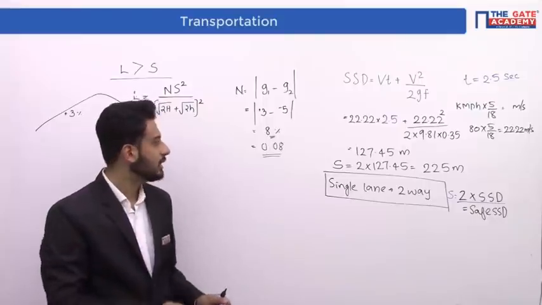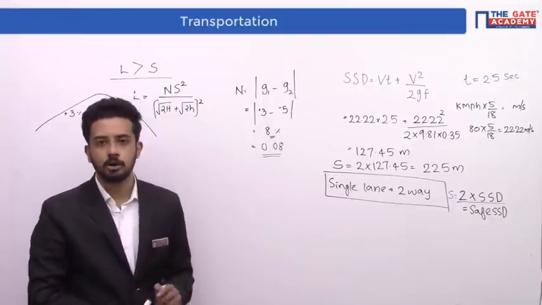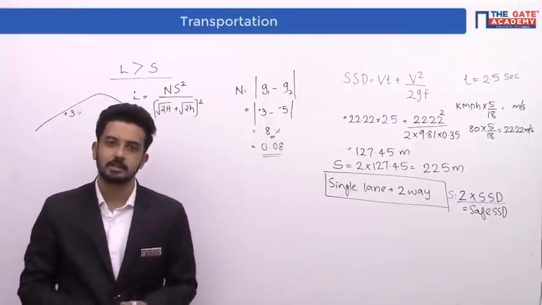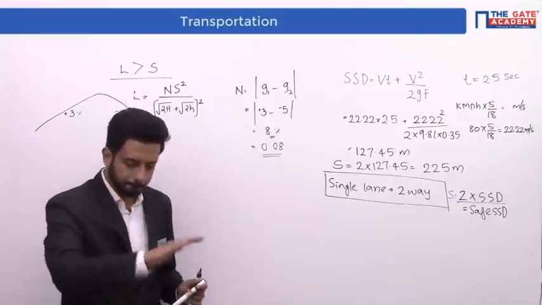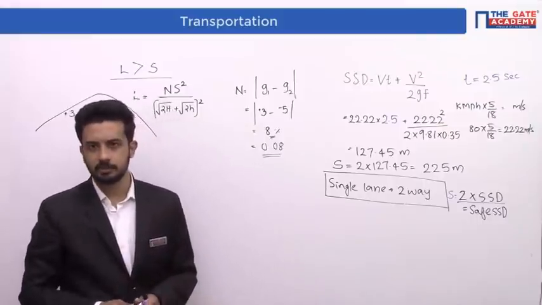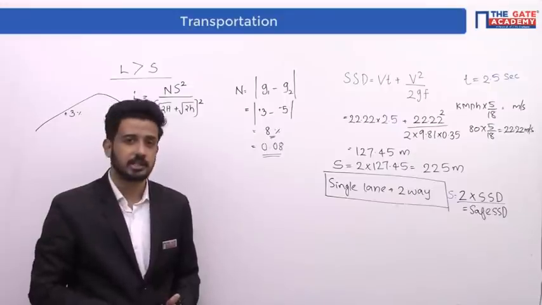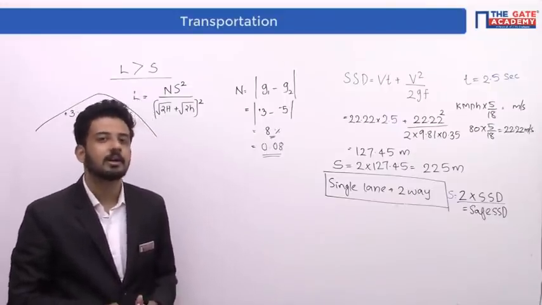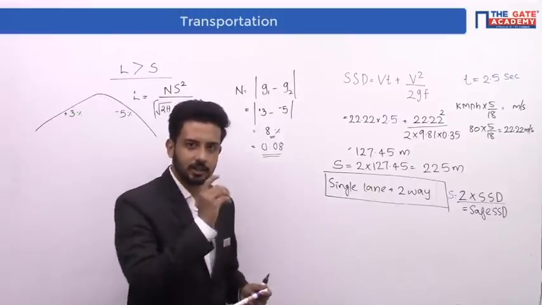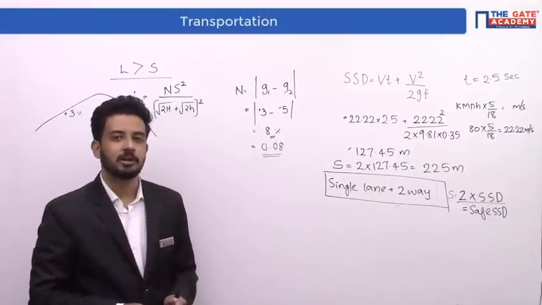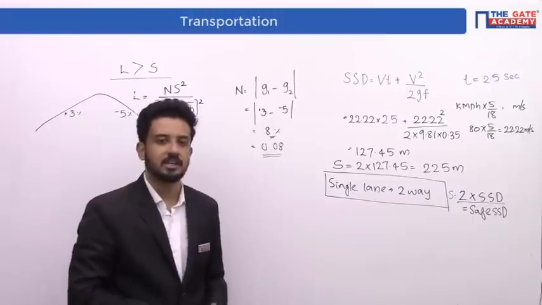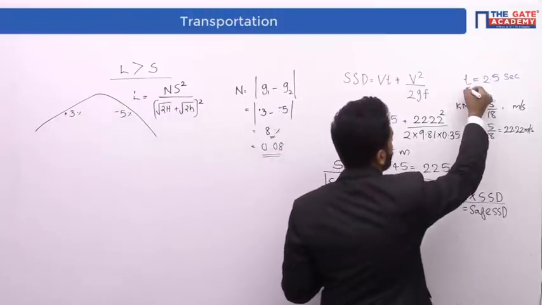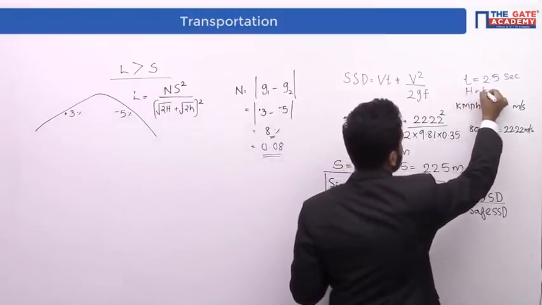Most probably they will not give the value of this capital H, the height of your eye level from the road surface. Check in this question whether they have given. No. So whenever they are not giving, what is our option? There will be a value given by IRC. Correct?